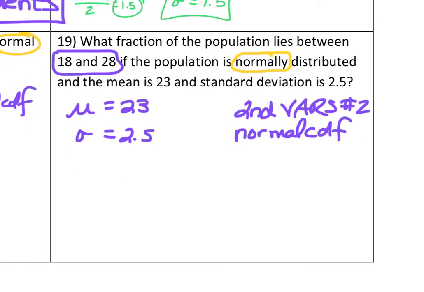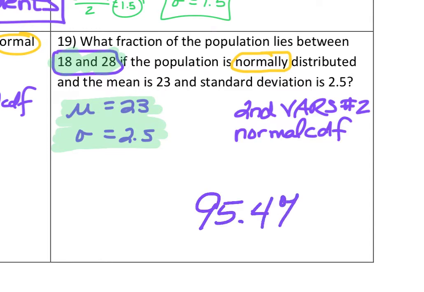And then you're going to find that this is your lower and your upper bounds, your mean and your standard deviation, and it should give you that the probability is equal to 95.4%. Or I guess I should have put 0.954 and so on.